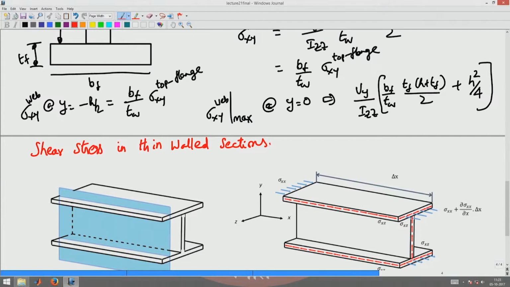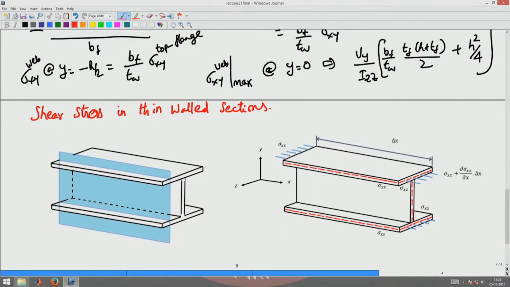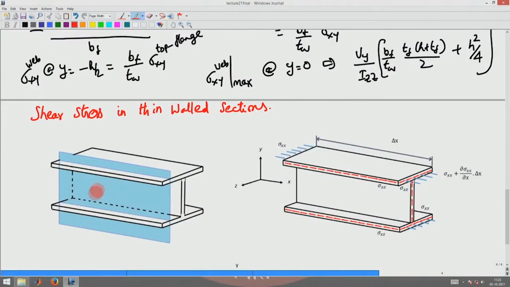Okay. So, now let us look at this I section which is thin walled, which is subjected to some bending moment, varying bending moment along the axis of the beam. Then what happens is I have this I section which is subject to varying bending moment along the axis of the beam. So, there will be a shear force also in the sections.